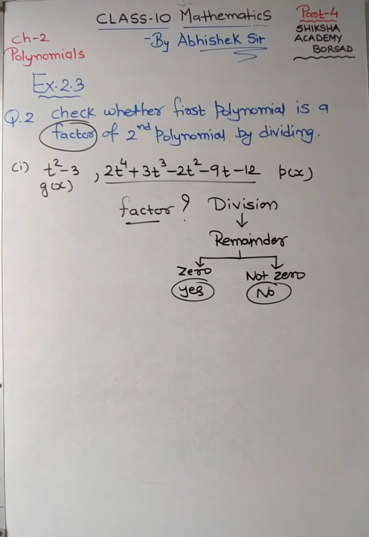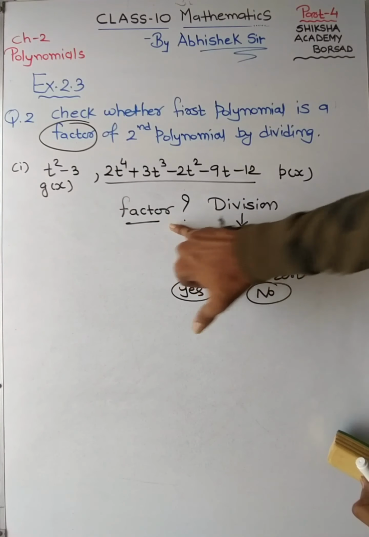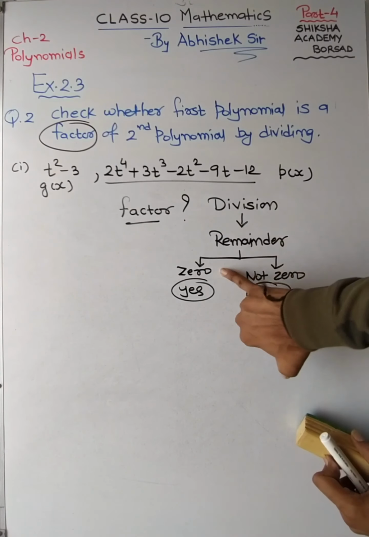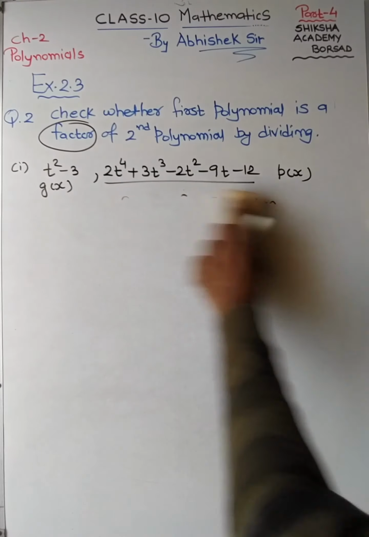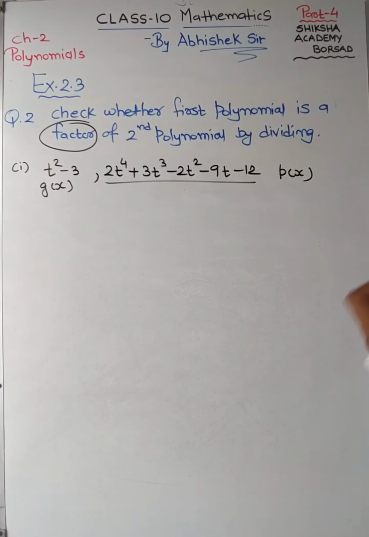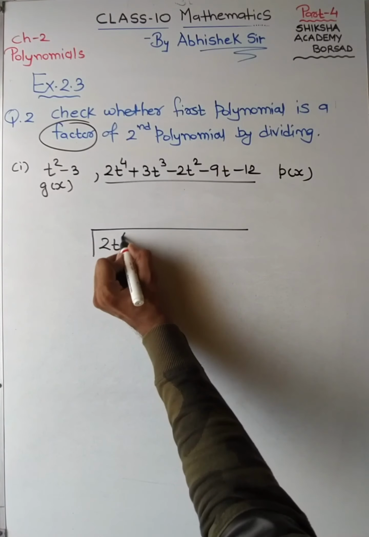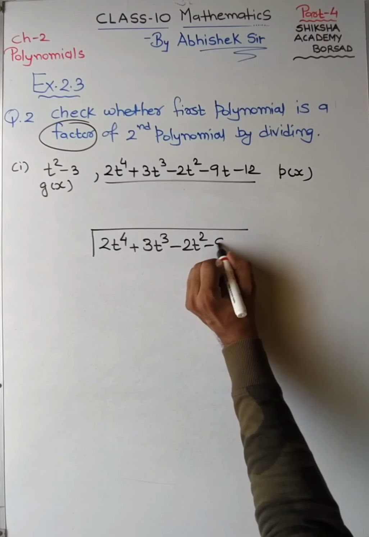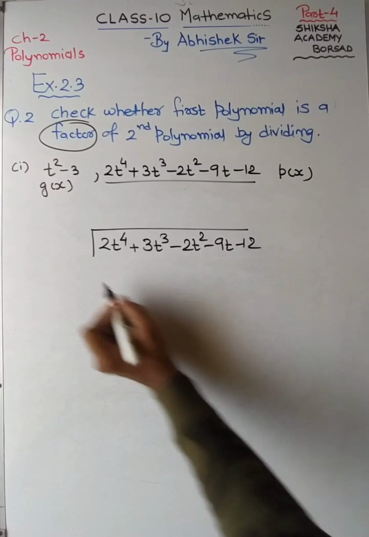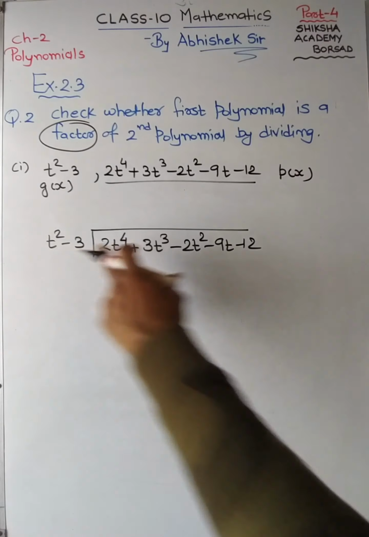Now what we'll do, we'll start the division process. So I'll be rubbing this. Quickly read how to decide it is factor. Division process, if remainder is 0, then yes, it is a factor. Not 0, no, it is not a factor. So let us start with the division process. 2t raised to 4 plus 3t cube minus 2t square minus 9t minus 12. Over here t square minus 3. Everything is in descending order.